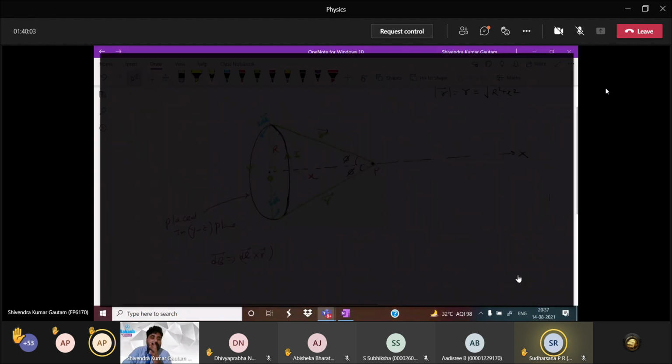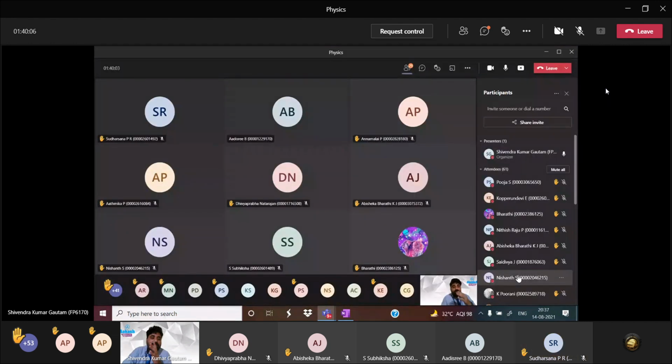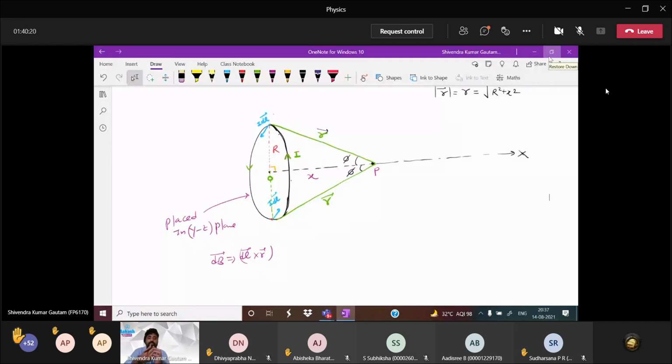Now curl your finger from DL to R. Cross product, everyone knows. A cross B equals C. How do you calculate the direction of C? Curl your finger from A to B, then the direction of the thumb decides the direction of C. Here DL cross R. Everybody see DL is towards me. This is DL. This is R. Curl your finger from DL to R. You will find that the magnetic field will be somewhere like this. This is the dB vector direction here.